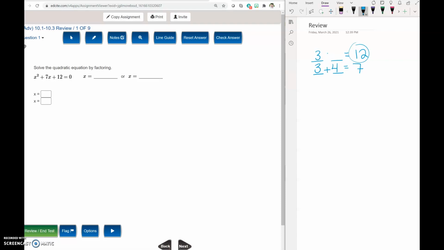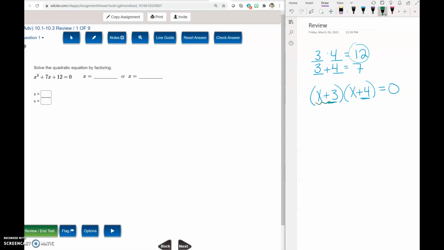3 times 4 gives us 12. 3 plus 4 is 7. That means the factored form is x plus 3, x plus 4. You put those numbers exactly as they are when you found them in the parentheses. But then this equals 0.